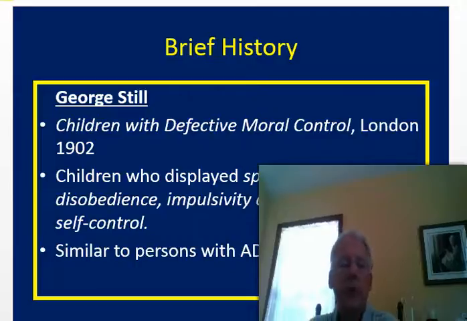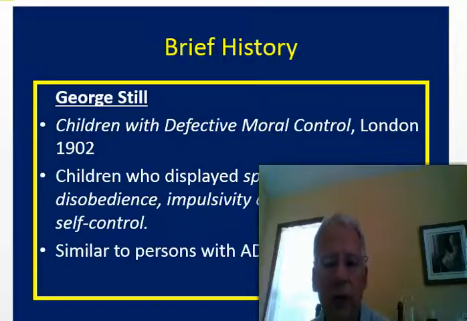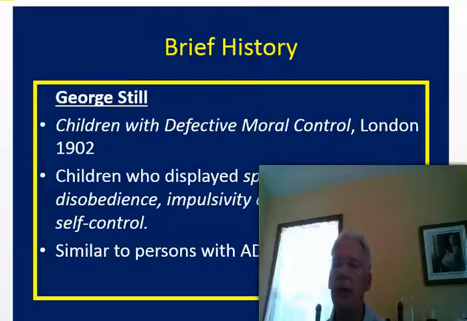So to summarize, we take a look at the next slide, slide 7. You have George Still, who talked about the idea of defective moral control in children. He provided some descriptors of those students, and we are able to see many of the similarities to students with ADHD today in the work of these early pioneers.